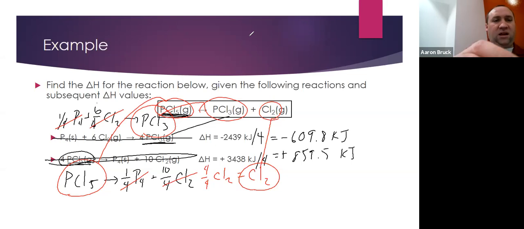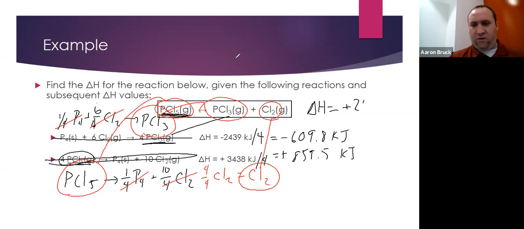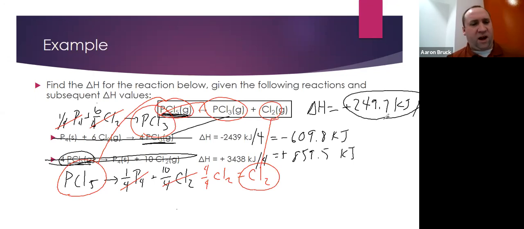So to find delta H, I'll add those two values together. Negative 609.8 plus 859.5 will give me a positive 249.7 kilojoules. And that number kind of makes sense, right? We're talking about a decomposition reaction. Decomposition reactions generally require energy.